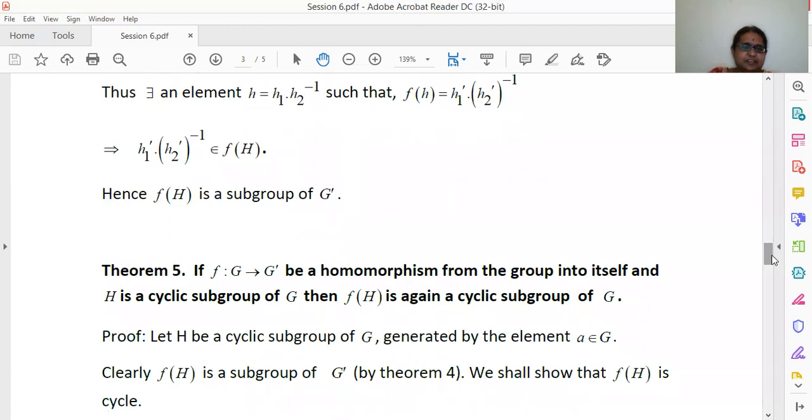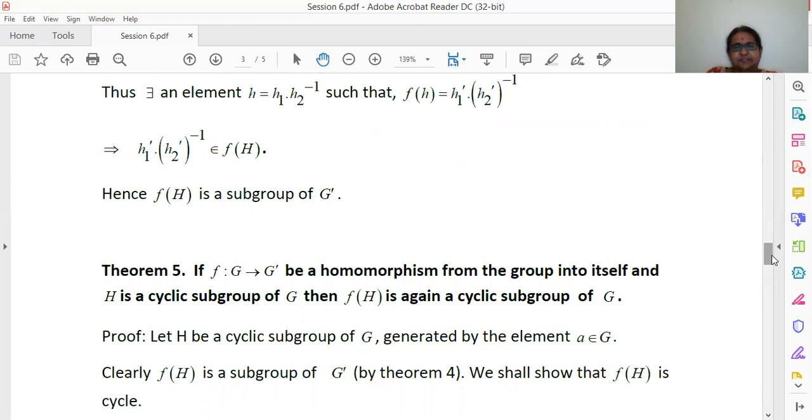So we shall prove this theorem. If f from G to G' is a homomorphism from the group onto itself and H is a cyclic subgroup of G, then f of H is again a cyclic subgroup of G. So here in this theorem, what is given is the mapping f from G to G' is a homomorphism from a group. f from G to G is a homomorphism from the group G into itself, and H is a subgroup of G. Then f of H is again a cyclic subgroup of G.